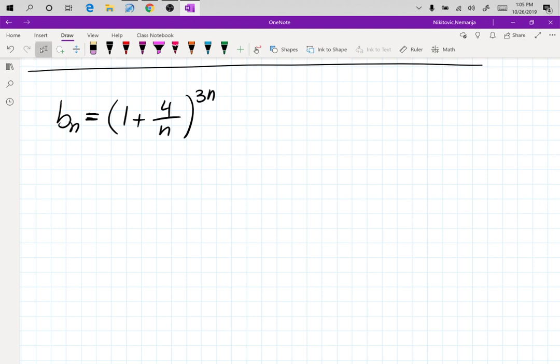Now, I did ask you to memorize this particular limit sometime in chapter 7. It should look familiar. I think it was chapter 7.